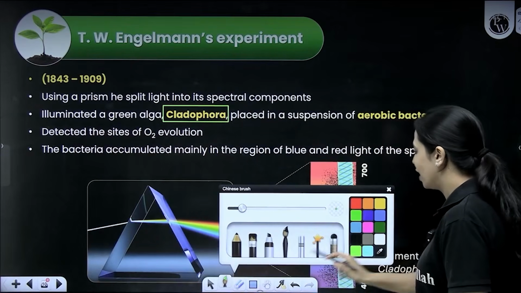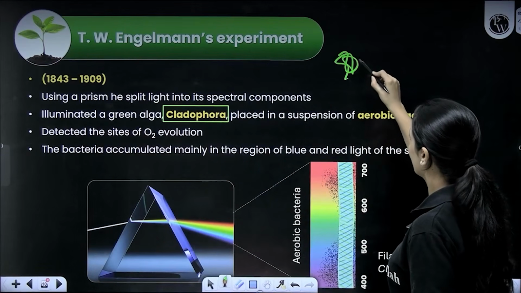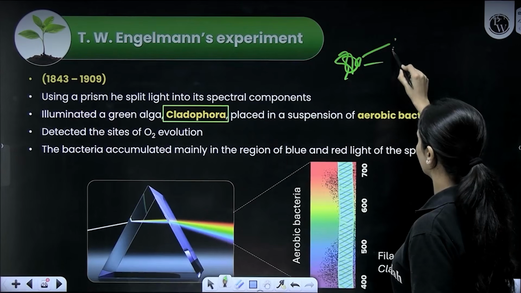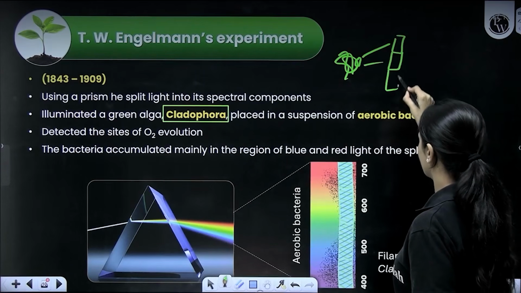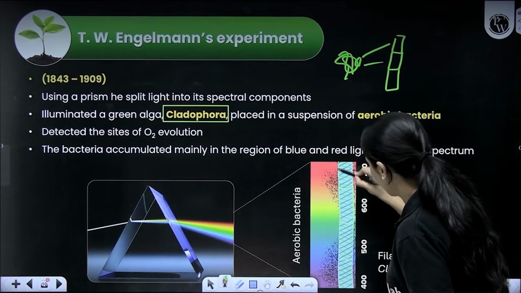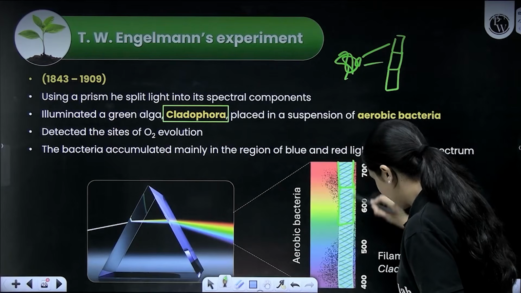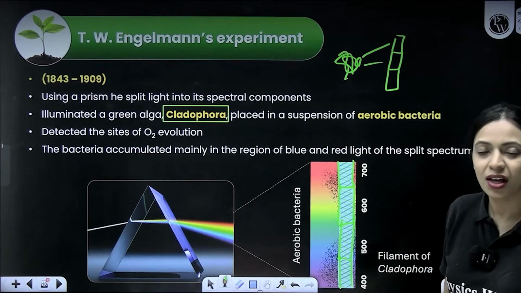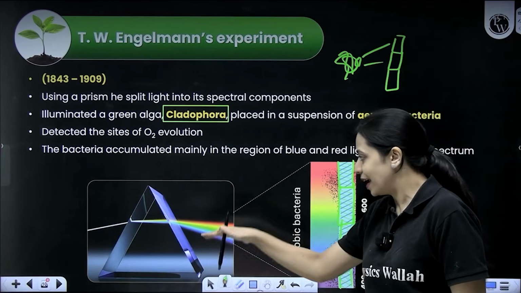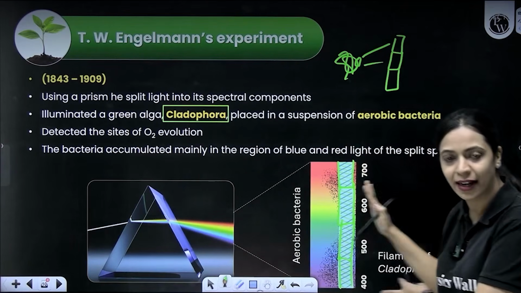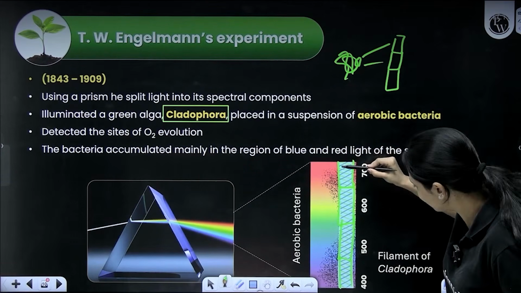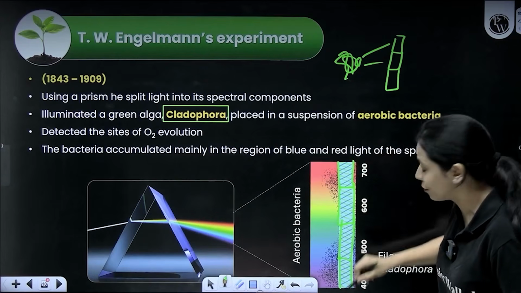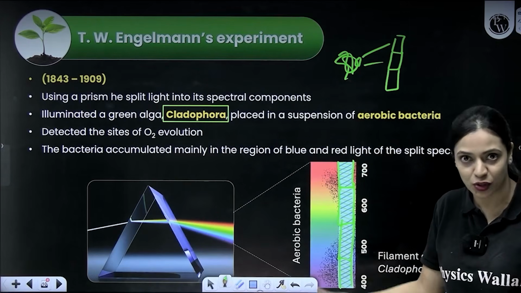So that alga appears like this, but if you take a section of it and put it under the microscope, it has cells lying on top of each other forming a filament of sorts. So he took this filamentous alga called Cladophora. He was growing it in a medium, of course, and then he let this split light incident on Cladophora such that different regions of this Cladophora filament received different wavelengths of light.